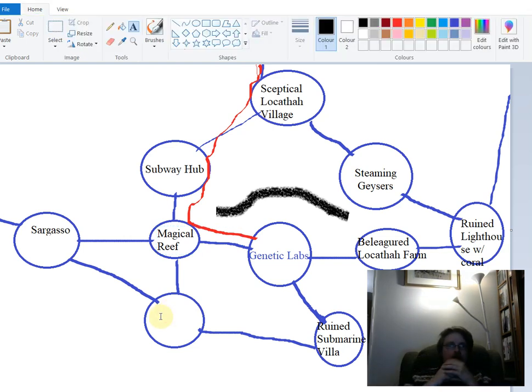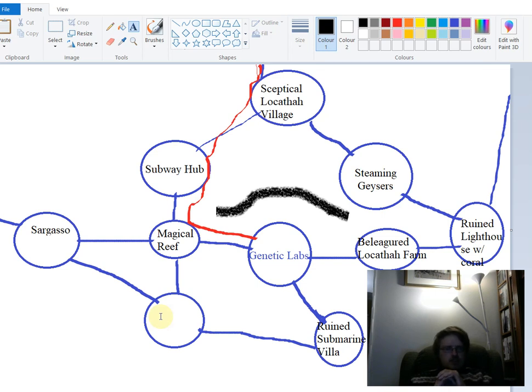So one last location. This is an elbow piece, isn't it? It's in the corner of nowhere, which allows you kind of to slip round to the villa and therefore to the genetic labs if you want to avoid the reef, which may be a sensible thing coming from that direction.